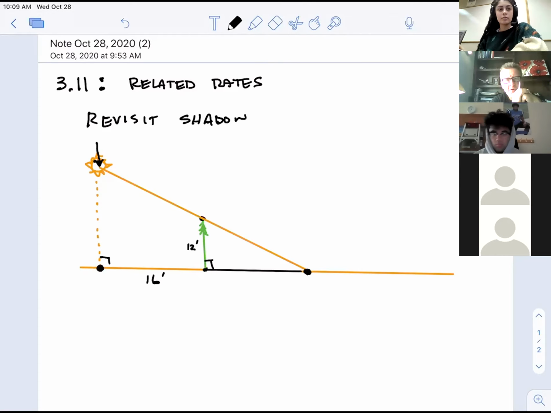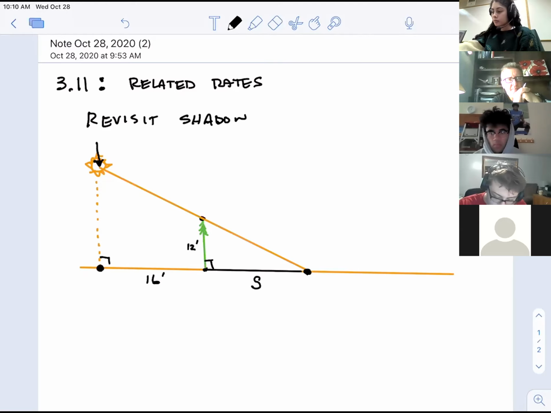But does it make sense those two numbers are constant? The tree, at least for a few minutes here, is 12 feet tall. It's not growing. It's staying the same for the short period of time I'm looking at it. And the tree is 16 feet away from where the sun is setting or where the car is driving down. But would you agree that the length of this shadow over here has got to be a variable because it's not staying the same? That's not a constant. That S is getting bigger and bigger and bigger. So I can't make up a number for that.